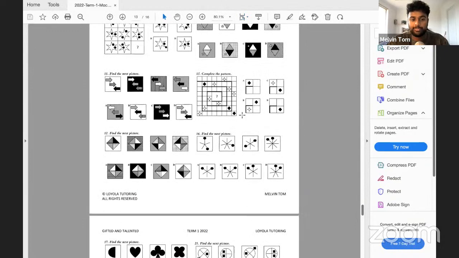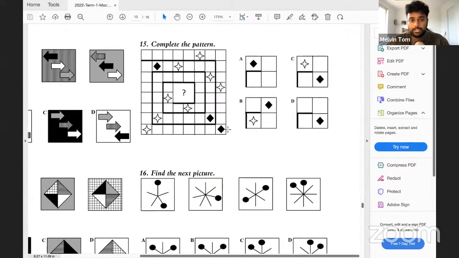Take a look at question number 15. You had a very similar question in the last mock exam. When you see this question, having done it, we know that the pattern could be the number of squares to the first shape, the next shape, and to the next shape. But when you do that, it doesn't make any sense. Then you know that maybe the shapes could be moving diagonally, the spaces between. So plus one, one, two, three, four. No, that doesn't make any sense. There are no diagonals here.